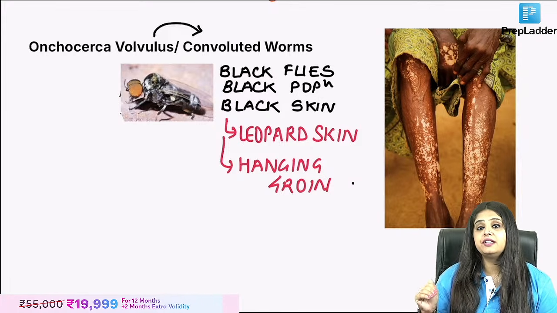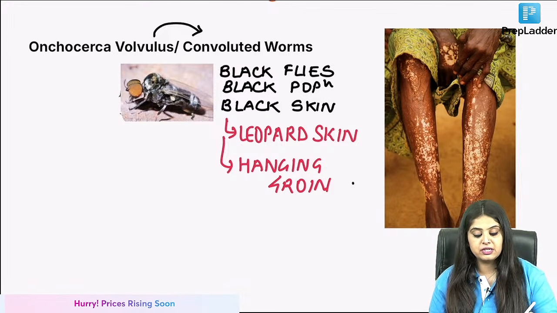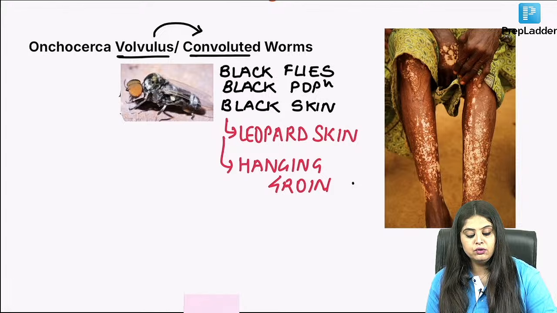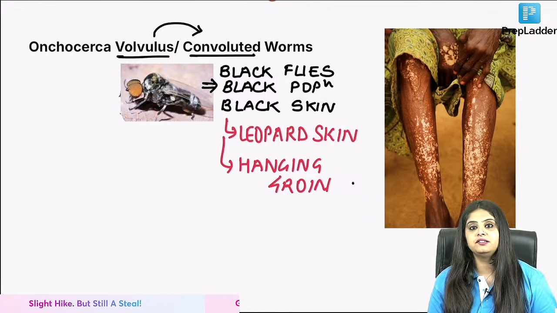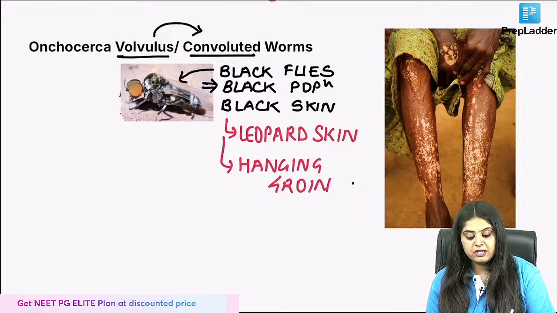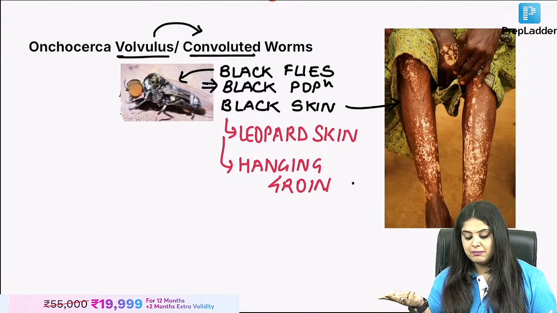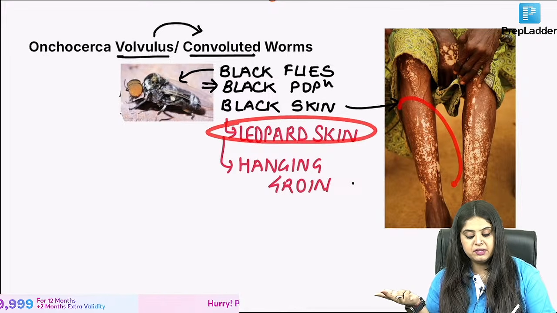This mnemonic I had added recently in the main videos also. Maybe you wouldn't have found it in rapid revision. So Onchocerca volvulus, 'gol' meaning convoluted, everything is black. This is very commonly seen in Africans and the black population. It is caused by black flies and the patient is going to have black skin. So black flies, black population and black skin, and that is what is known as leopard skin.